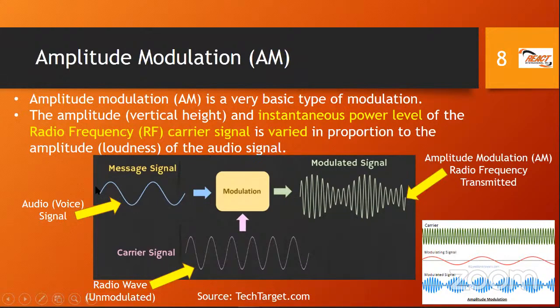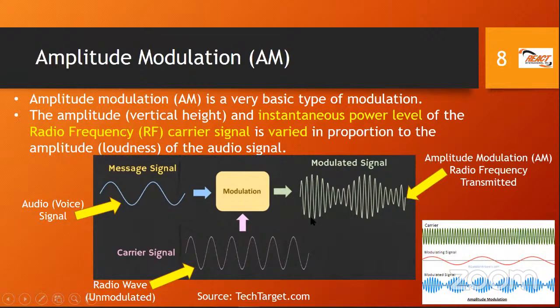So notice here, just like before, we have the same diagram here for AM on the bottom right-hand corner. It's the same AM signal that we're looking at here, but we're breaking it out. We have the audio or the voice signal, or the message signal, and then we're applying it to the carrier signal. And when we do the modulation, we end up with the modulated signal. So this is our output.